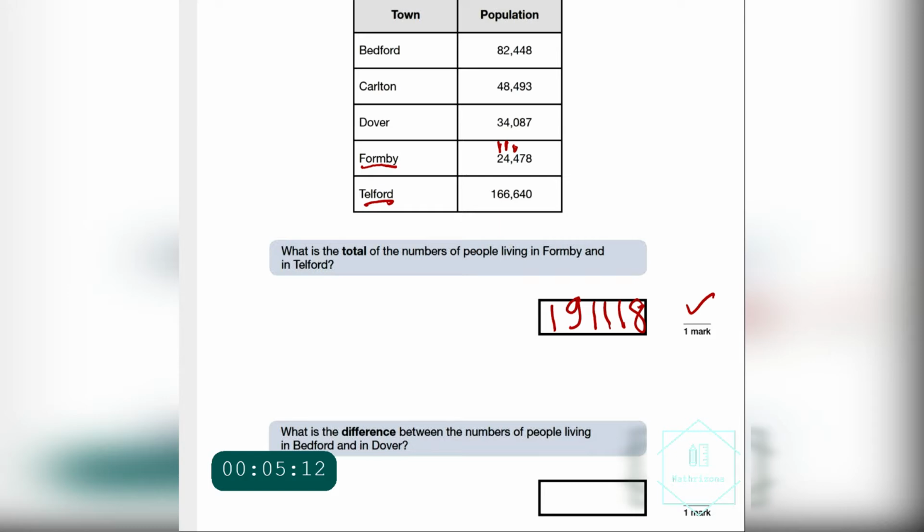Then the next part: what is the difference between the number of people living in Bedford and in Dover? So here it's asking for the difference. Bedford is 82,448 and Dover is 34,087. So let's calculate using the column method.